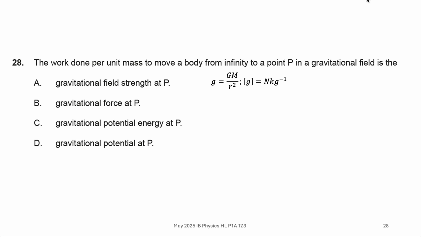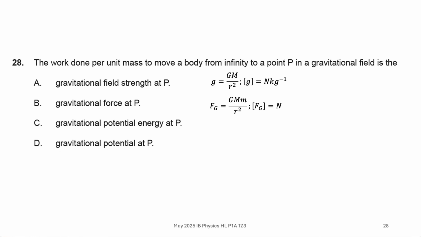If we then go into gravitational force, well, hopefully we're aware that that comes from Newton's law of gravitation, GMm over r squared. Okay, and the units there are newtons. Again, that's not what we're looking for, because we're looking for something with the units of work done per unit mass. You could have a think about that. We're looking at work done, joules, per unit mass, per kilogram.